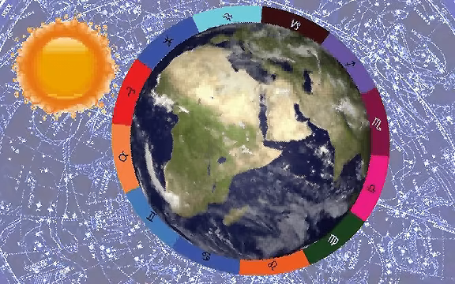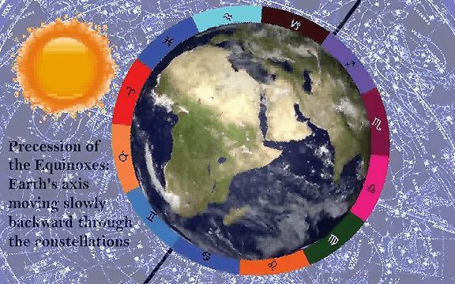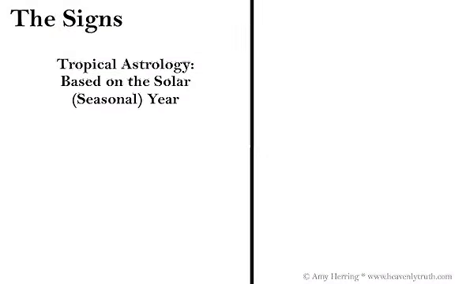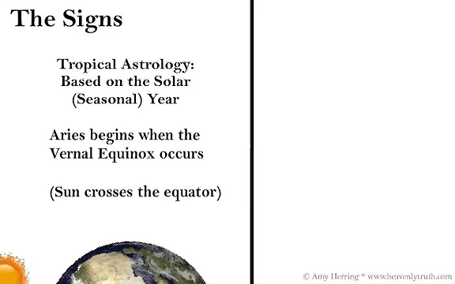However, due to a phenomenon called the precession of the equinoxes, the sun's rise into the constellation of Aries no longer corresponds with the moment of the vernal equinox. So two basic systems of astrology split off from each other when this fact was realized. One was tropical astrology, based on the tropical year, which continued to mark the first point of Aries as connected to the sun's movement through the seasons, relative to us on Earth.